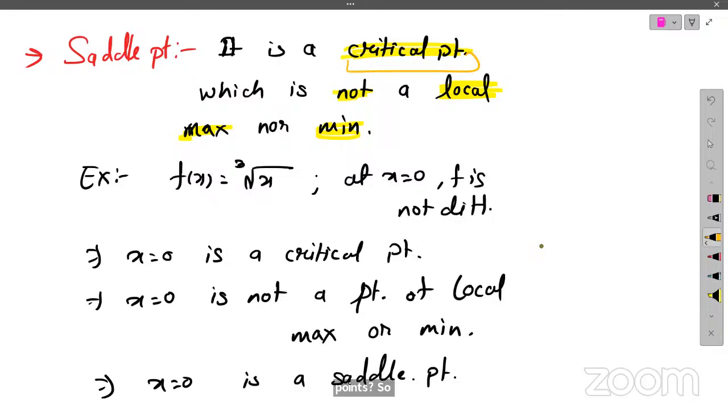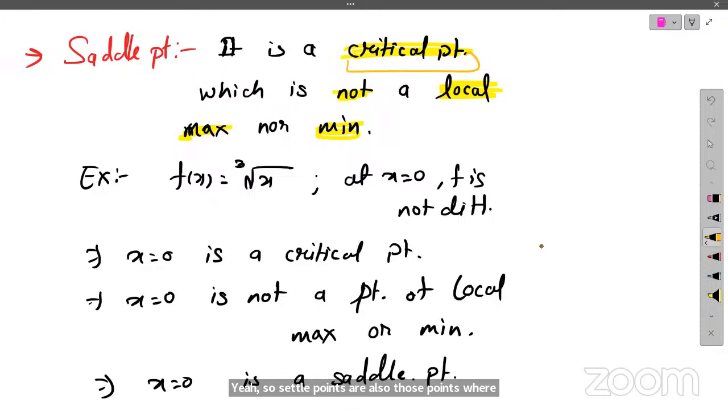Ma'am, in the lecture, sir has told that saddle points are used to point out the local maxima or local minimum of f dash of x, not of f of x. Did you understand what I wanted to tell? Yes. So saddle points are also those points where f dash can have a local maxima or local minima.